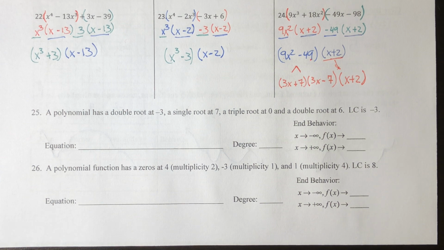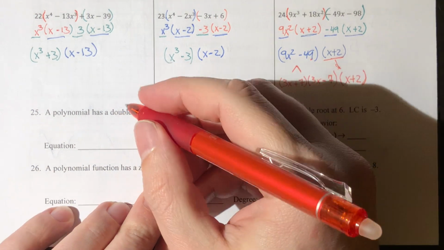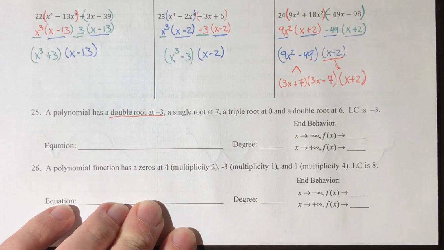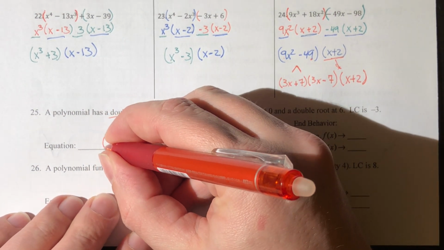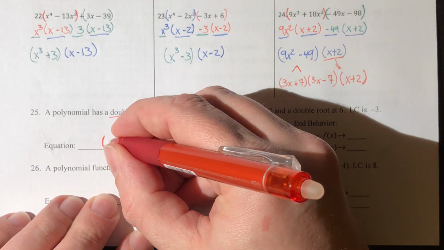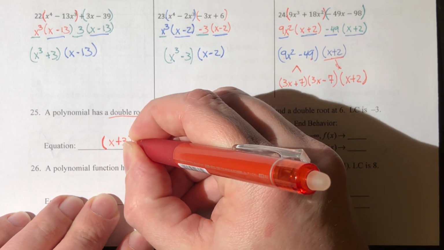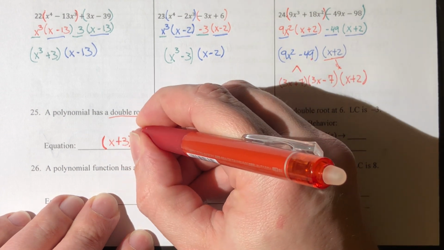Okay, 25 and 26, it gives us some information about our polynomial, and it wants us to write the equation for it. So I have a double root at negative 3. The factor that would give me a 0 at negative 3 would be x plus 3. If it's a double root, that means it has an exponent of 2.